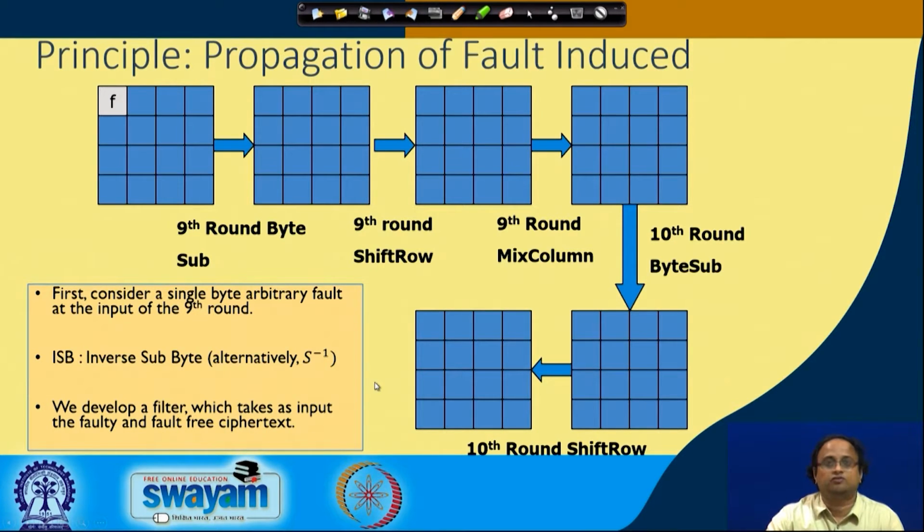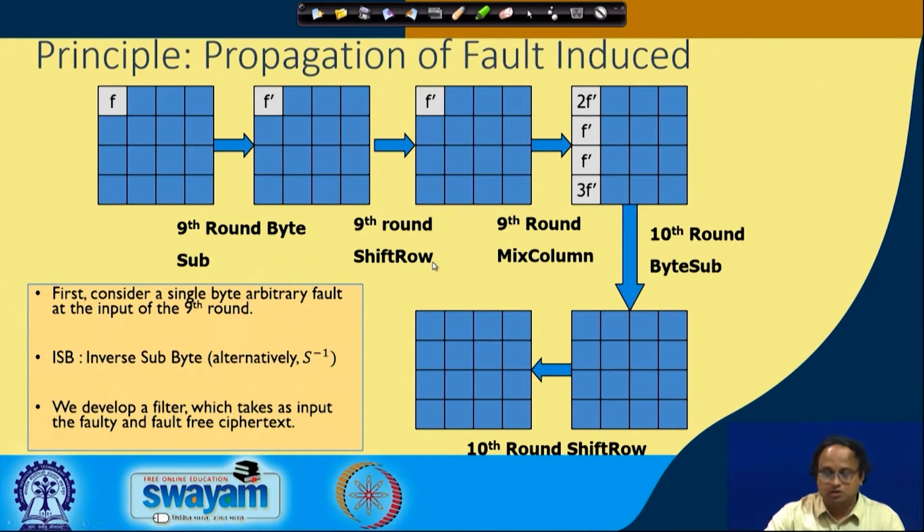Therefore, it transforms f into some value, say f dash, and then there is a shift row. Remember that if the fault is in the first row, then there is no effect, and if it is in the other rows, then it just shifts to some other byte location. But that does not create a problem, because after this the mixed columns comes into play, and if you remember the mixed column matrix, this is how the fault spreads.